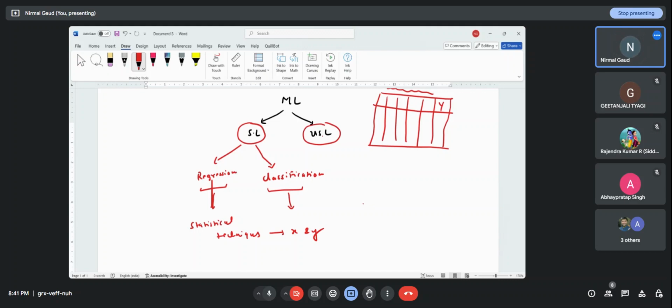However, in classification we will say that y is categorical in nature. In regression we say that y is continuous in nature. So both are statistical techniques, but the difference lies in the value of y. In case of regression, the value of y is continuous in nature. In case of classification, the value of y is categorical or discrete in nature.